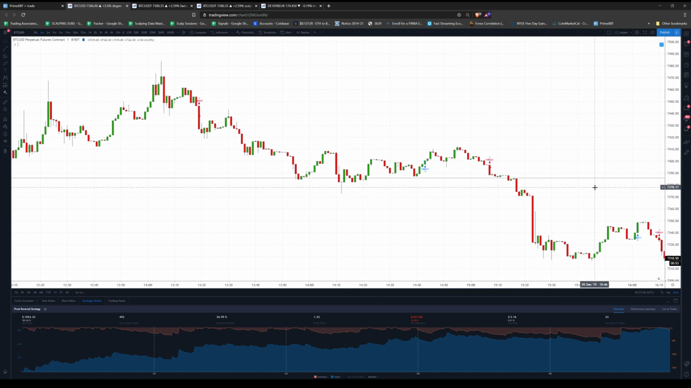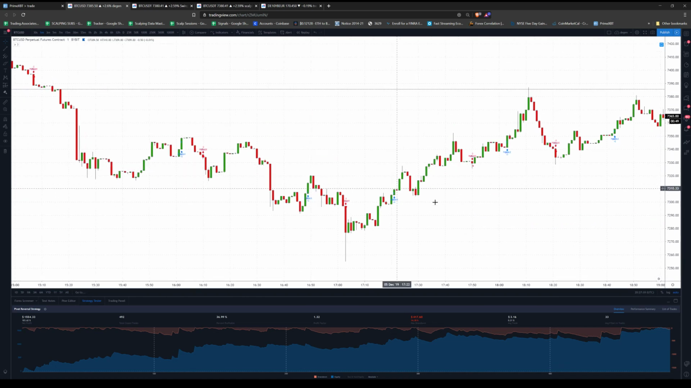Now with the Rocket Scalper, like the Scalper Plus, you should use ATR to filter that. If it's under like 6 or 7 on the 3-minute, you probably don't want to be trading.